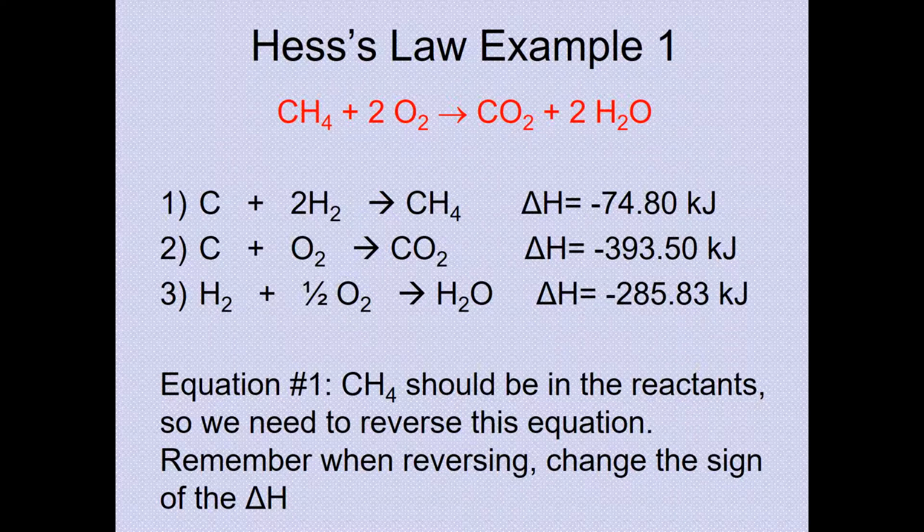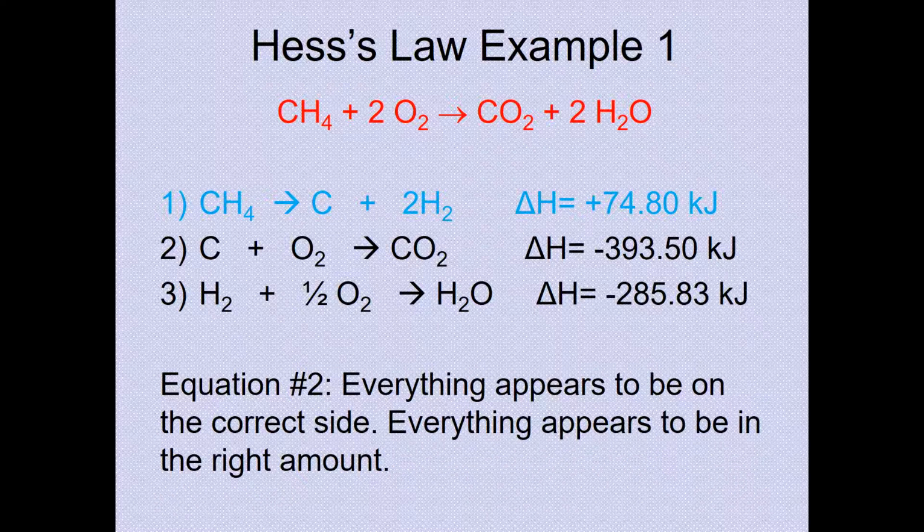So let's take a look. We can see in equation number 1 that the CH4 is on the wrong side for what we need it to be on. In our original equation, CH4 is on our reactant side, the left side. But in this equation, it is on the right side, the product side. So we're going to need to reverse that equation, put the CH4 in front and the C plus 2H2 in the back. But that also means we'll change the sign of this delta H from a negative to a positive, like that.